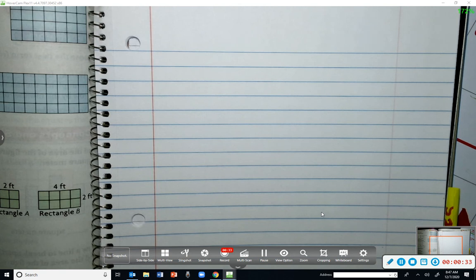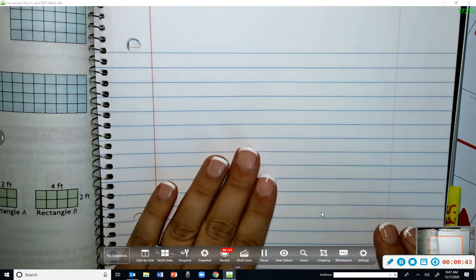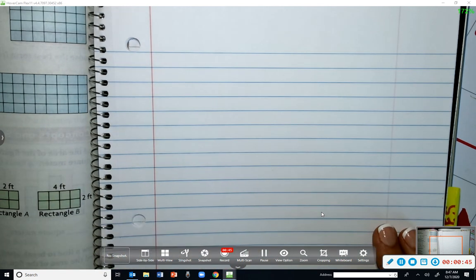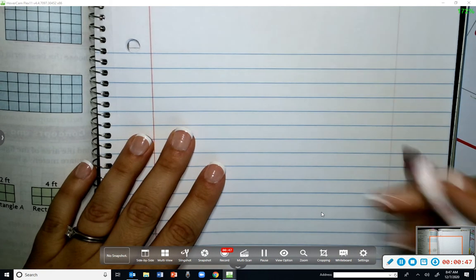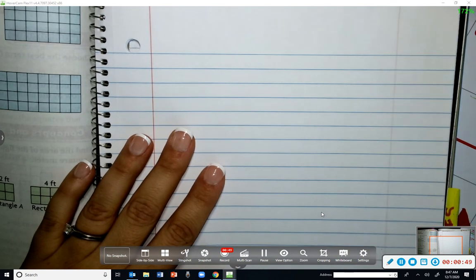Today we're talking about perimeter. We just got through watching the BrainPOP video, so now we should have a good idea of what perimeter means. So what we're going to do first is open our math spirals and take a couple of notes, and then we're going to do some problems in our Go Math book.